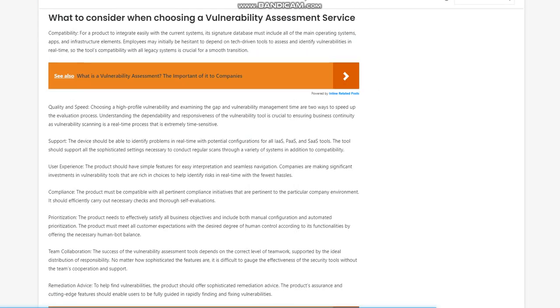Support. The device should be able to identify problems in real time with potential configurations for all IaaS, PaaS, and SaaS tools. The tool should support all the sophisticated settings necessary to conduct regular scans through a variety of systems in addition to compatibility. User experience. The product should have simple features for easy interpretation and seamless navigation. Companies are making significant investments in vulnerability tools that are rich in choices to help identify risks in real time with the fewest hassles.